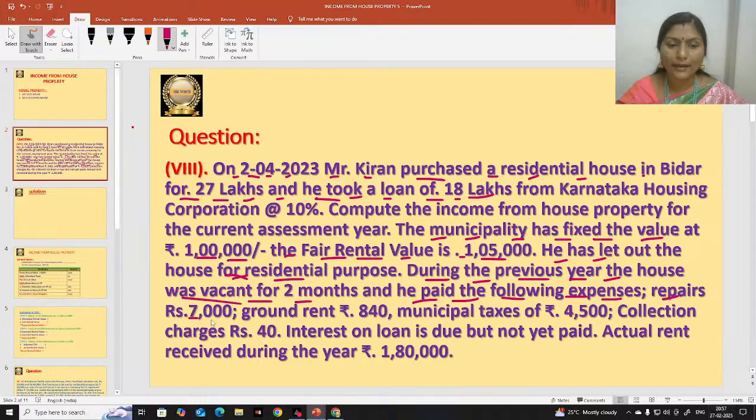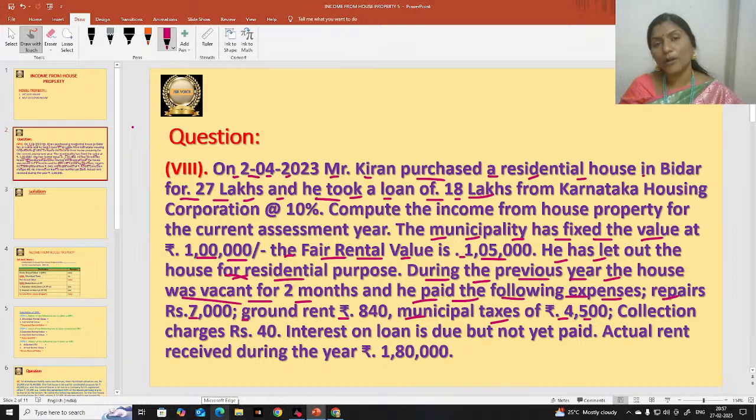Repairs we don't take anywhere. Ground rent also we don't take anywhere. Municipal taxes 4,500. So municipal taxes we take into account while calculating gross annual value. So here municipal taxes are 4,500.